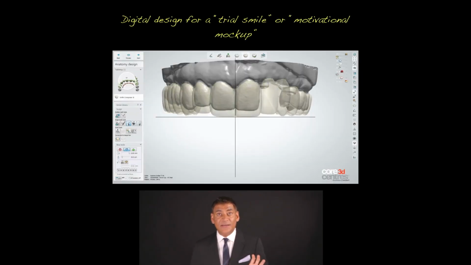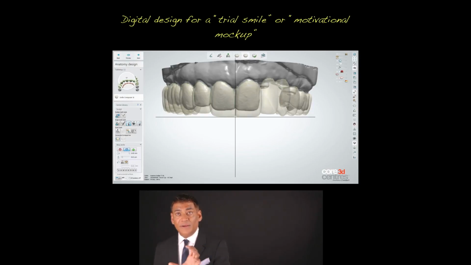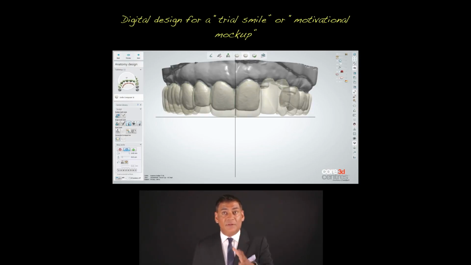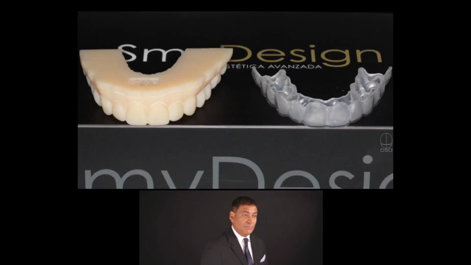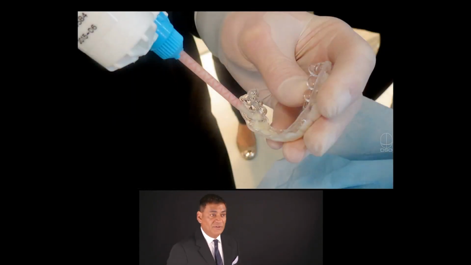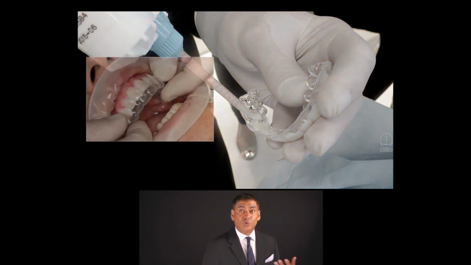And once that's done, and we decide where we want everything from the final result, the lab can actually create a trial smile for us. And so they actually print the model from that whole digital smile design, and now we can go inside the mouth with some acrylic, some BIS-GMA, and actually try that in the mouth.